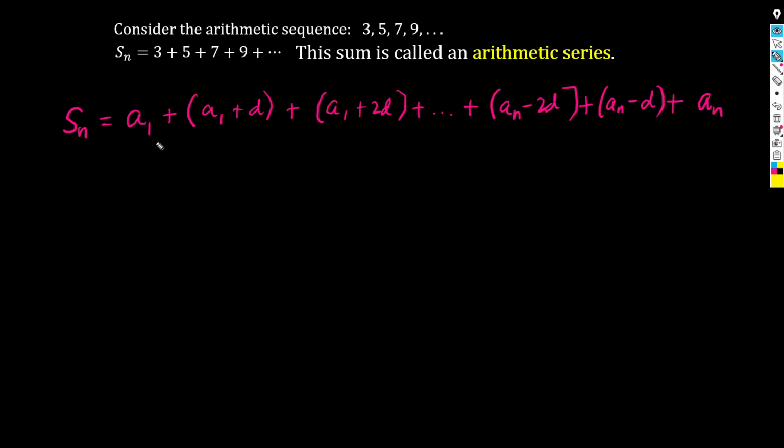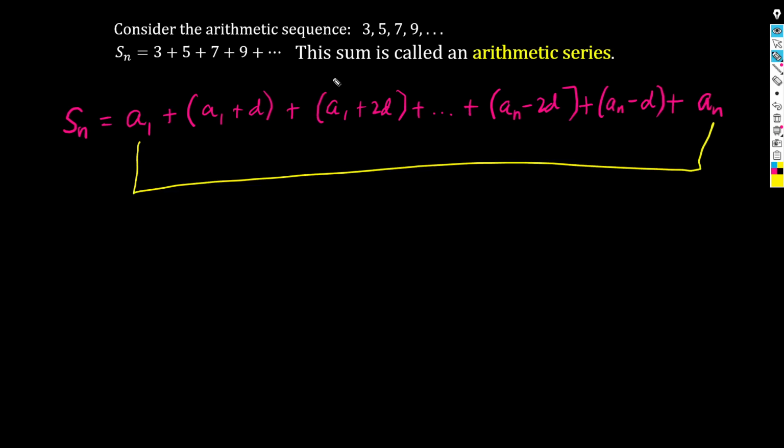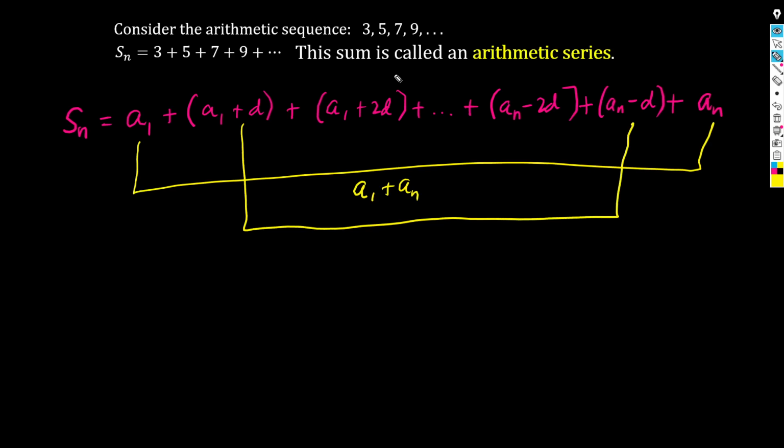Tingnan mabuti, ha? If I pair up the first term and the last term a sub n and add them together, what do I get? A sub 1 plus a sub n. Tama? Pero pwede ko rin gawin yun sa second term at sa second to the last term. Look at this. Meron siyang plus d rito, may minus d ako dyan. They cancel each other off.